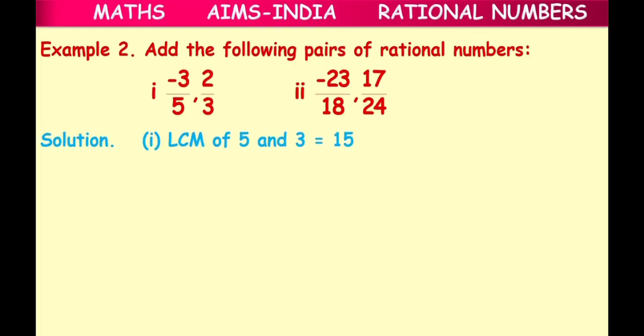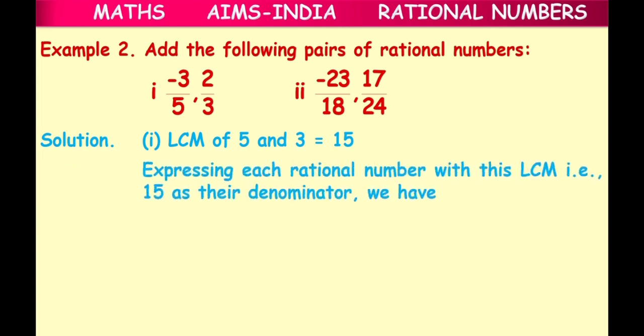So what we have done in the case of the first question: what are the denominators? 5 and 3. We have to take their LCM. LCM of 5 and 3 is 15. Regarding LCM, already you have learnt, so that's why I am telling the value directly. LCM of 5 and 3 is 15. So what we have to do? Now each denominator should be written as 15.